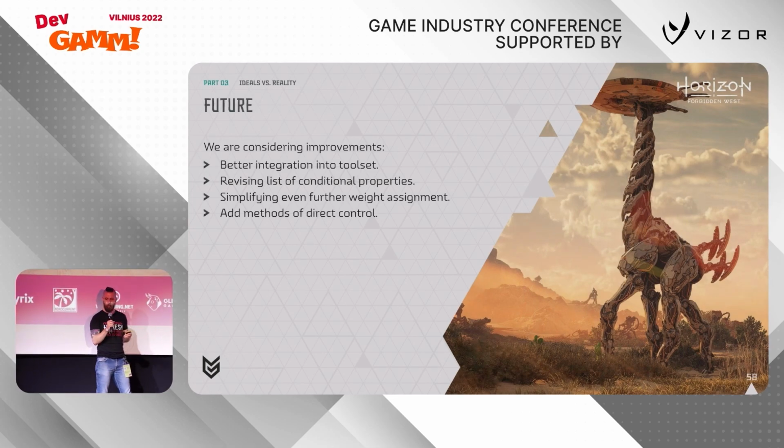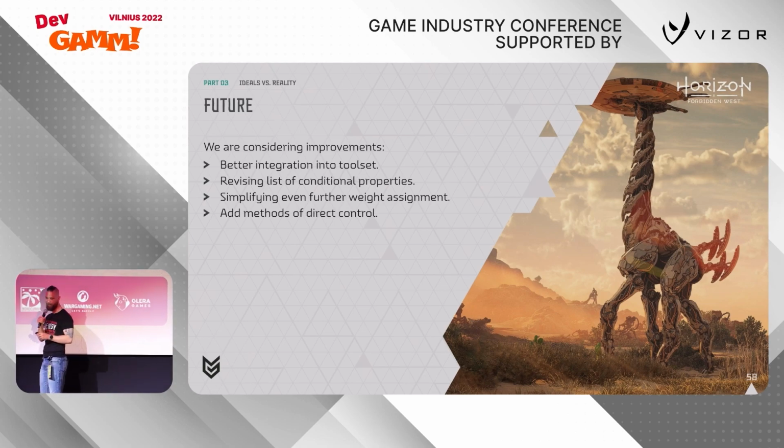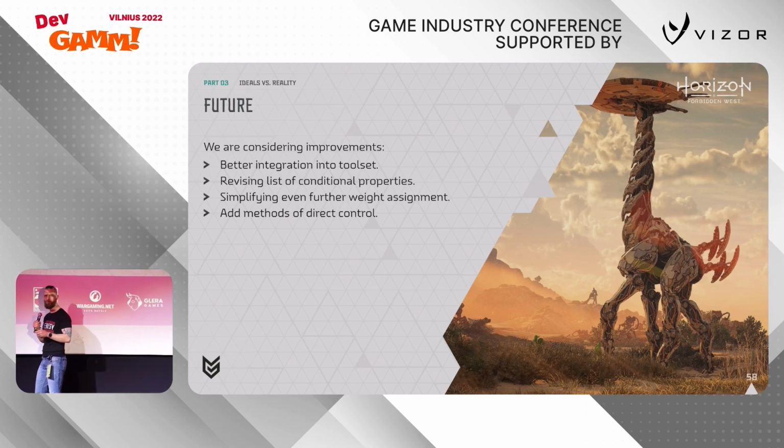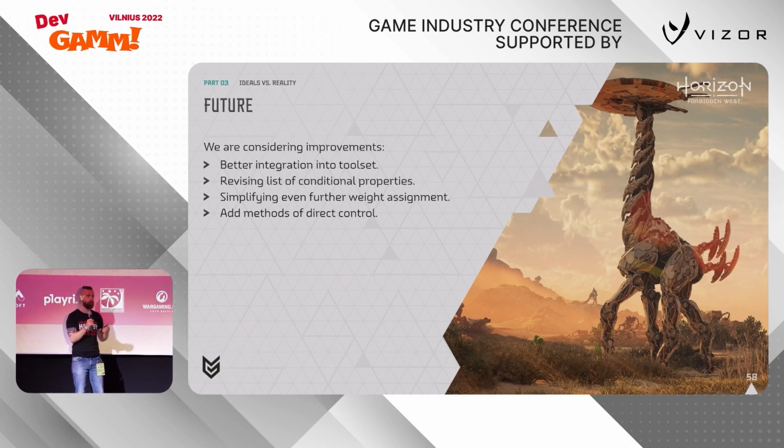Although at the moment we are satisfied with how the system works, there are some improvements we are already thinking about. First of all, we'd like to drop the external application step and fully integrate the workflow into our toolset. Secondly, we'd like to revise which properties used for filtering habitats were not used, remove them, and add other ones which might be more useful in the future.